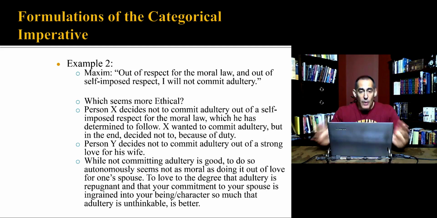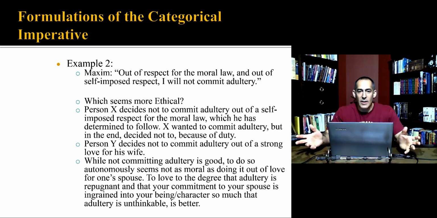Now, both of these guys do the exact same action. They do not commit adultery. They remain faithful. Now, while not committing adultery is good, to do so autonomously seems to be not as moral as doing it out of love for one's spouse. When I say autonomously, I mean basically out of respect for the moral law.